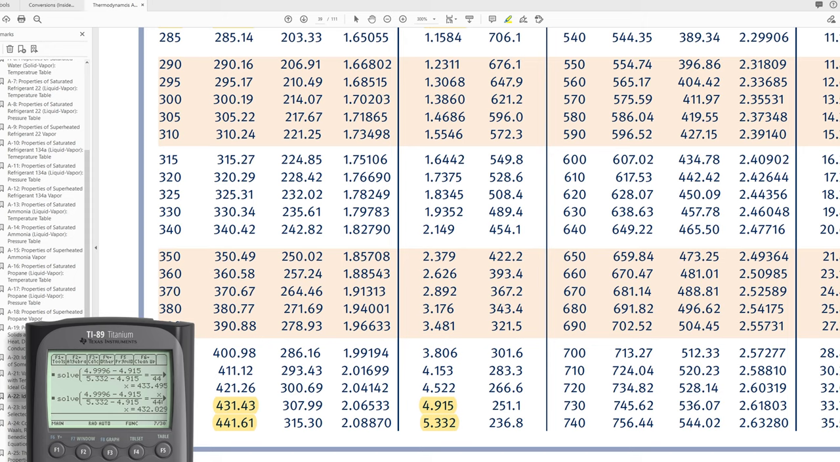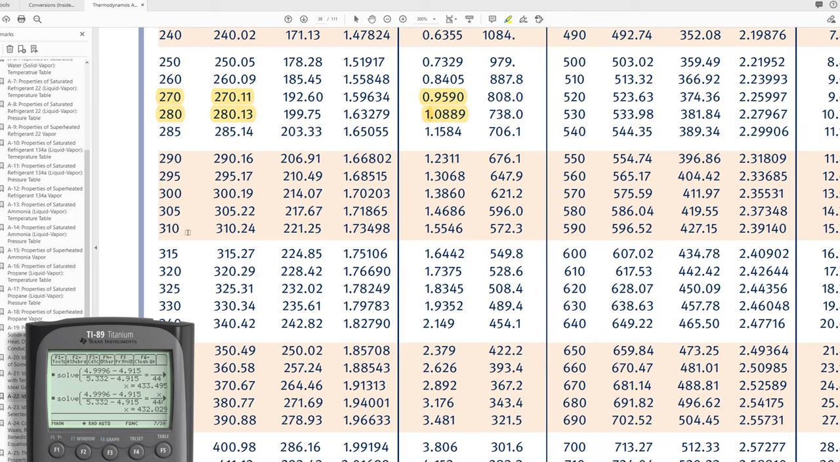Our state 3 lookup is a temperature of 308.15. I don't need a PR this time, all I need is H. So I am going to find 308.15. That's going to occur between 305 and 310. Therefore, I'm going to interpolate between 305.22 and 310.24. So 308.15 minus 305 divided by 310 minus 305 is equal to the thing that we're solving for, minus 305.22, divided by 310.24 minus 305.22. We are solving for X, and we get 308.383.